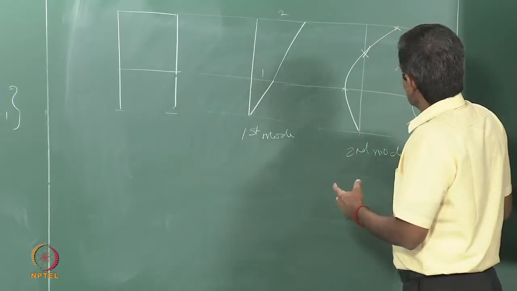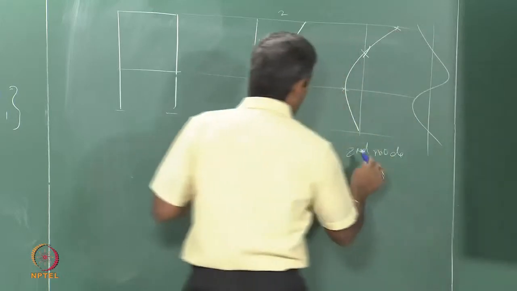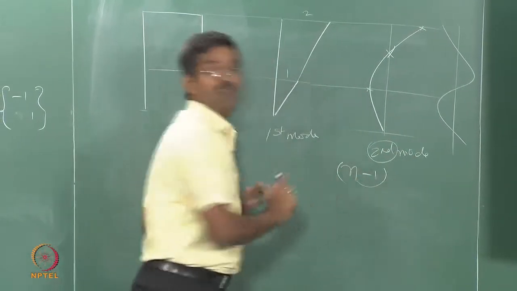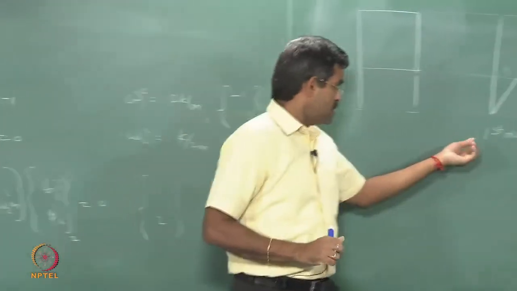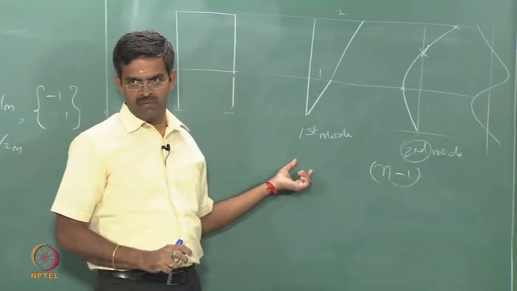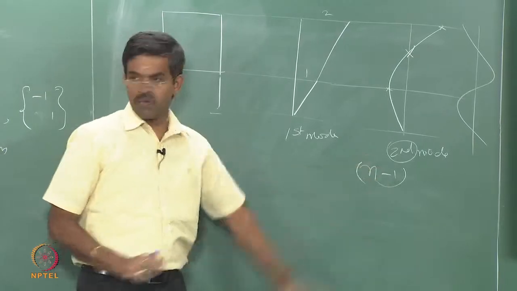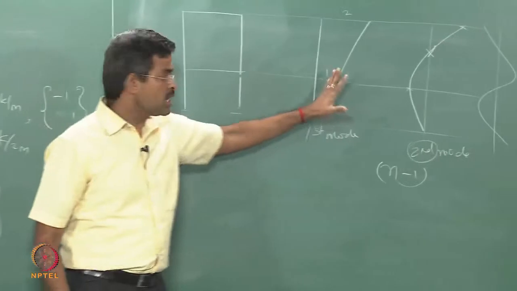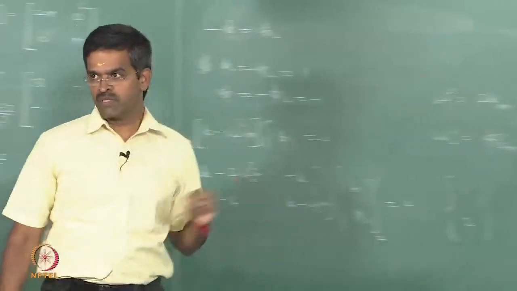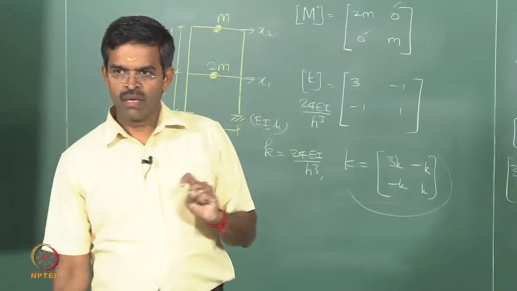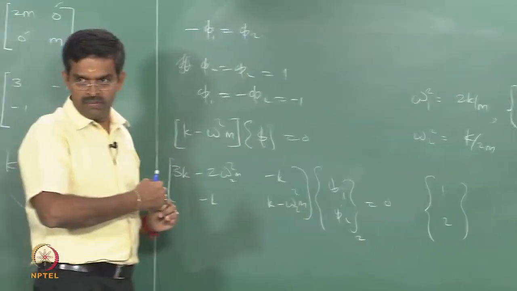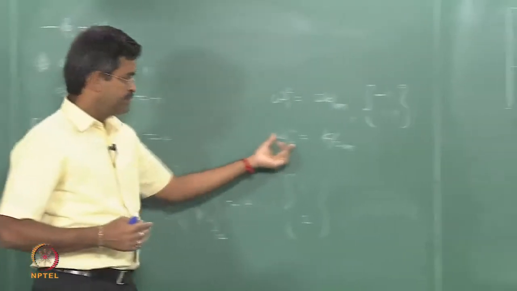Can I find out something related to this? If your mode is the nth number, you will have n minus 1 crossings. If the mode is the first number, there is no crossing, because 1 minus 1 becomes 0. So, now, since this is the first mode, the corresponding eigenvalue is the first frequency, which is this.